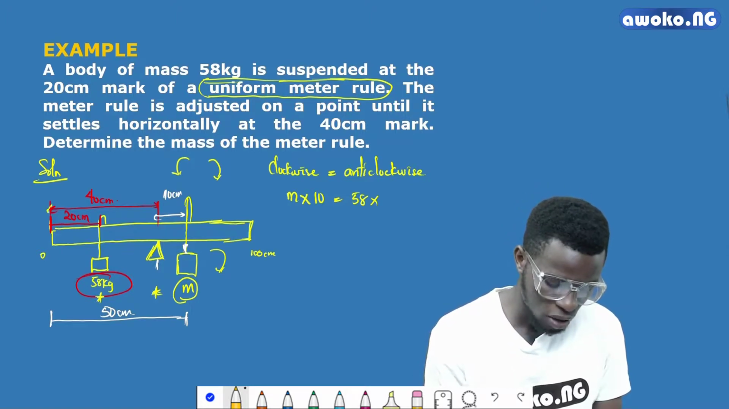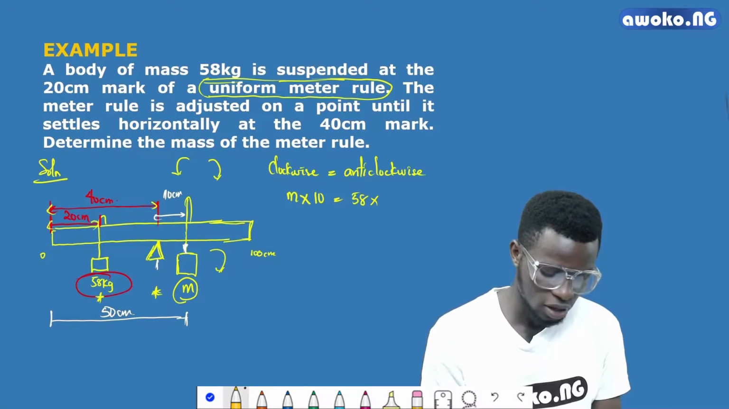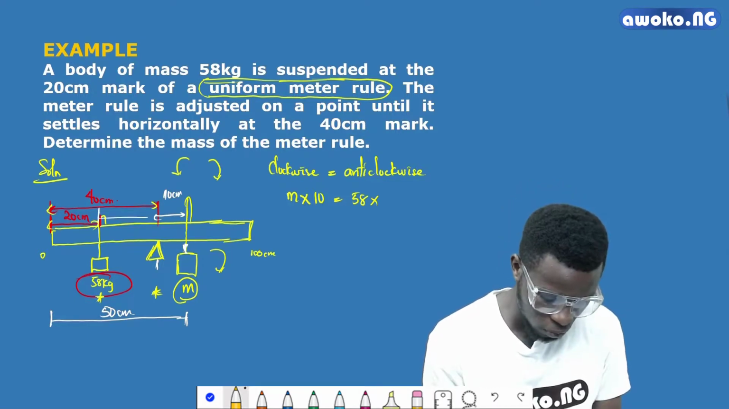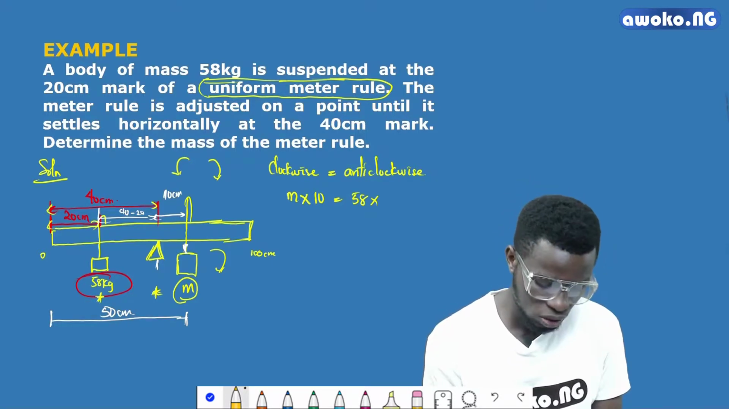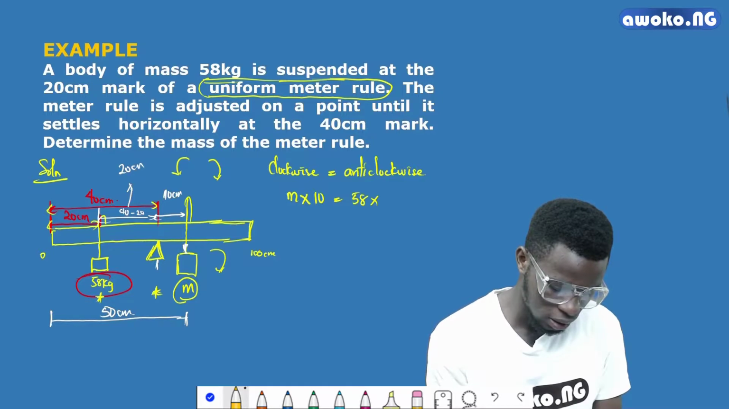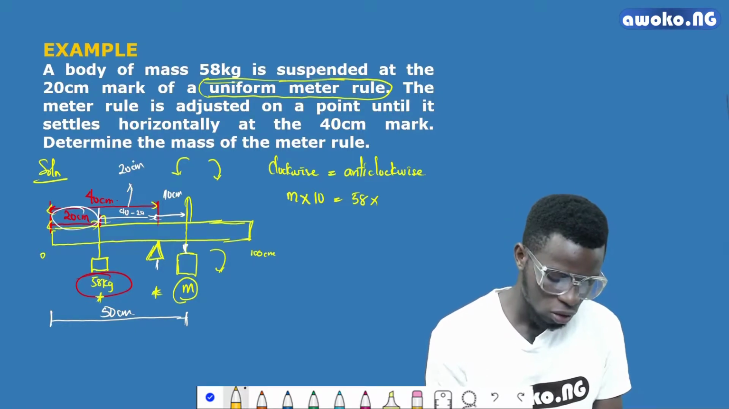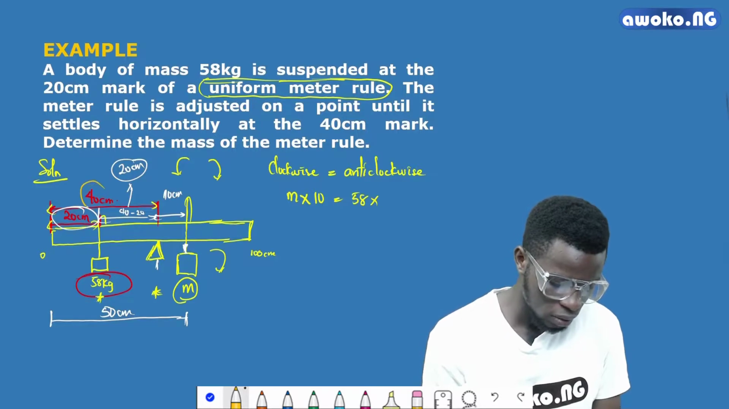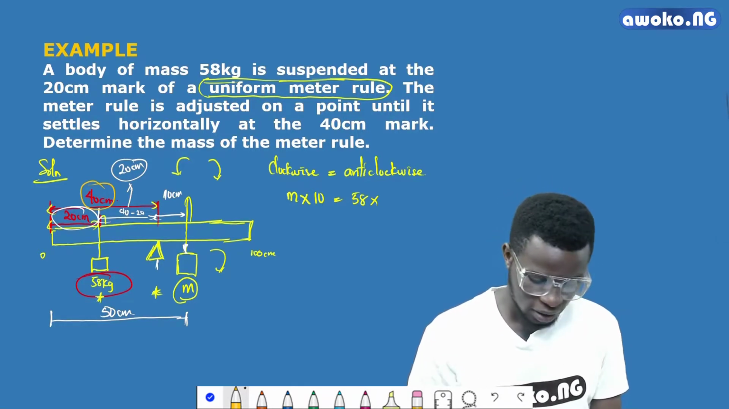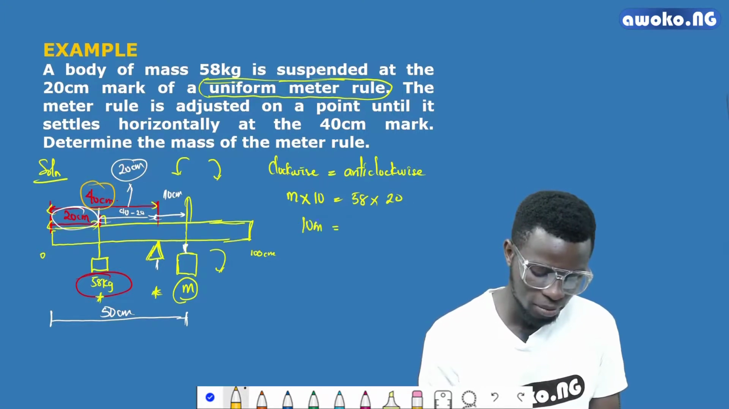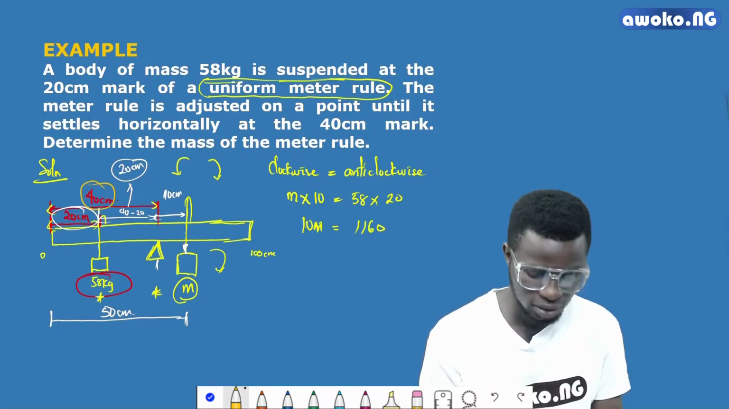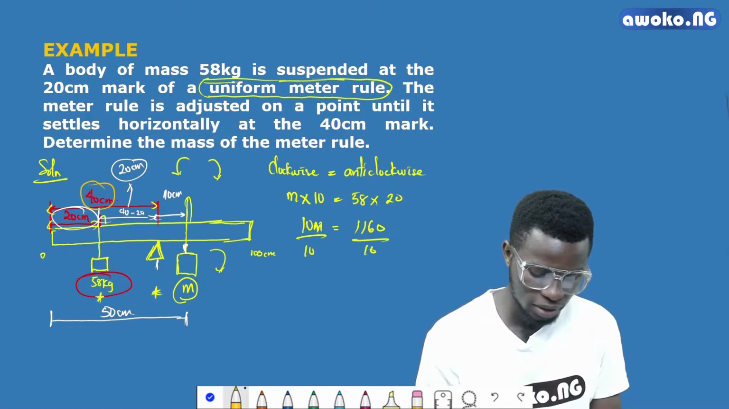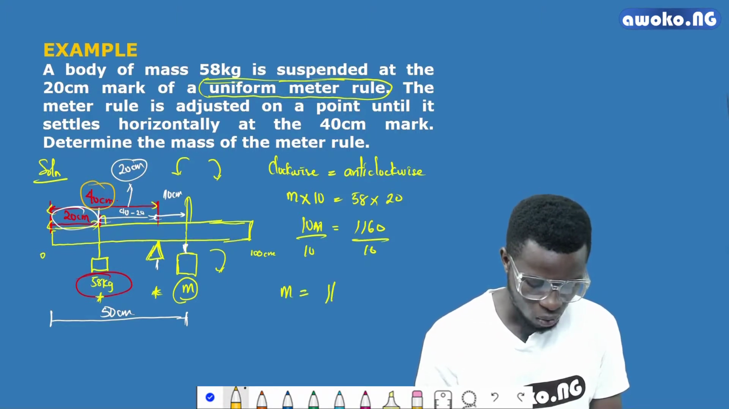So we have, if from here to here is 40 and from here to here is 20, therefore from this point to this point will definitely be equal to 40 minus 20. All right, so this will give us 20 centimeters as well, such that if you add 20 to 20, it's going to give us this 40 that we have over here. So now that we know the distance to be equal to 20, 10m is equal to 58 times 20, which gives us 1160. So if we divide through by 10, m is equal to 116 gram.